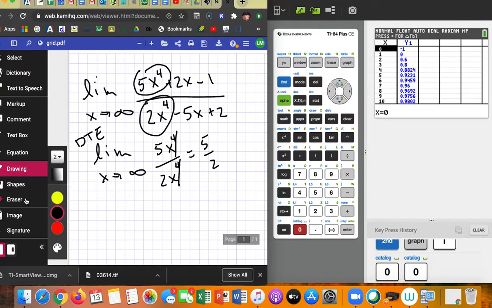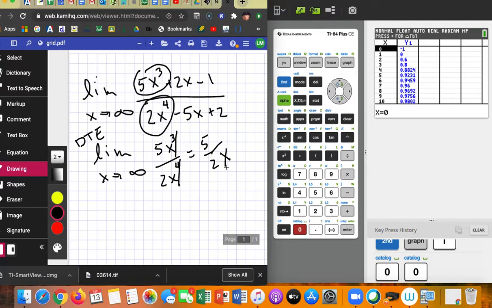What if it wasn't x to the fourth? What if it was x to the third on the top? Well, notice I'm going to do exactly the same thing. These two terms would still be dominating. I would still write them down here. I'm still going to cross cancel. The only difference is now they're not going to completely cancel out, so I'm going to end up with an x down here. So I'm going to have 5 divided by 2x.